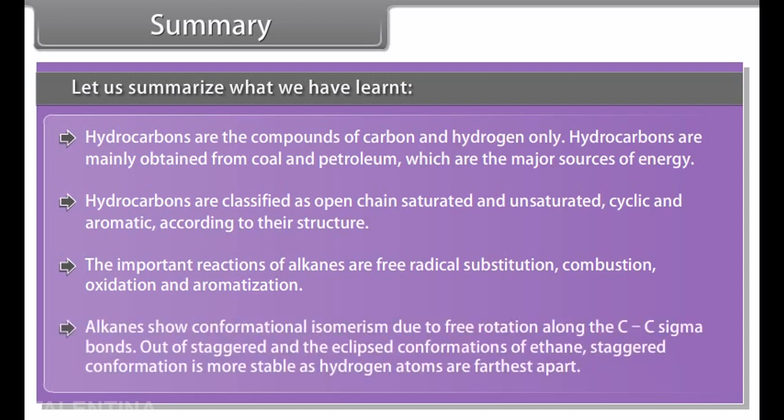Alkanes show conformational isomerism due to free rotation along the C-C sigma bonds. Out of the staggered and eclipsed conformations of ethane, the staggered conformation is more stable as the hydrogen atoms are farthest apart.